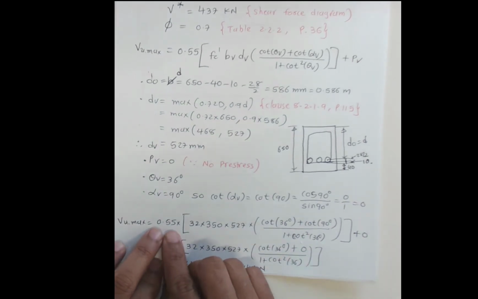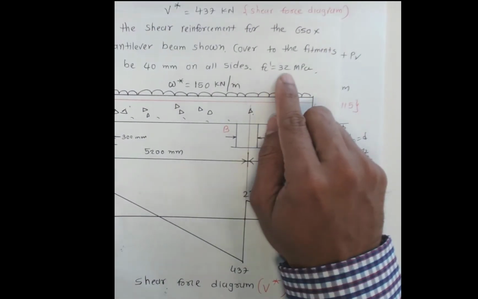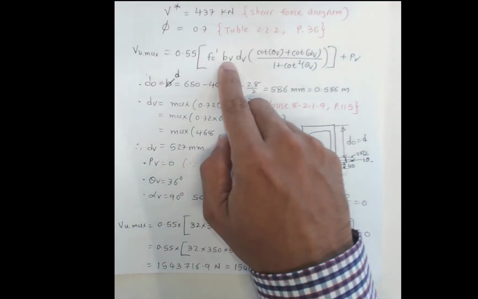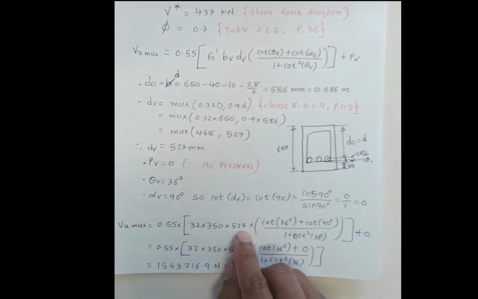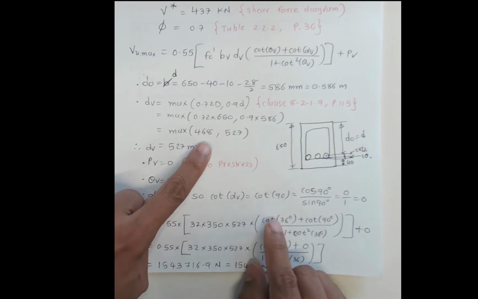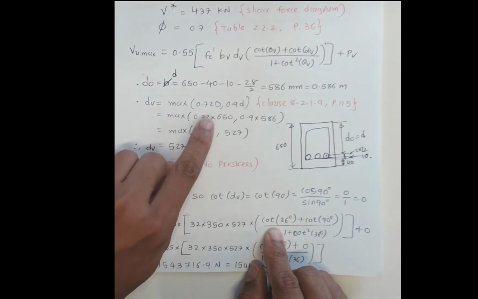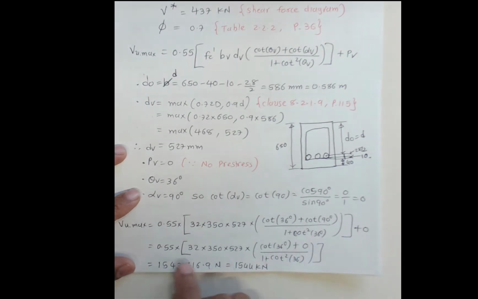So we substitute all these values in this equation. 0.55, f'c is 32, given in the question. 350 is bv, the width of the beam, which is 350 millimeters, given in the question. 527 is dv, the effective depth of the beam we calculated, times cot theta v, which is cot 36 degrees, plus cot 90, 1 plus cot squared 36, and Pv is 0. Now if you simplify this, please note cot 36 is 1 over tan 36 in your calculator. Simplification gives the answer in newtons; divided by 1000 gives the answer in kilonewtons, which is 1544 kilonewtons.